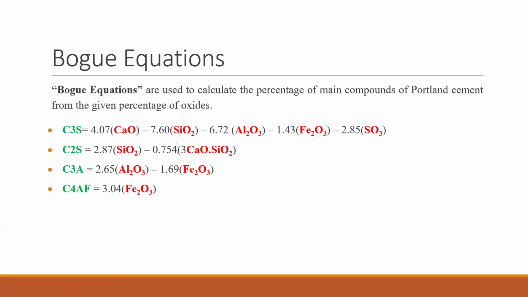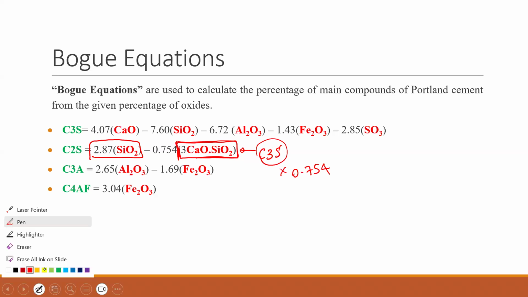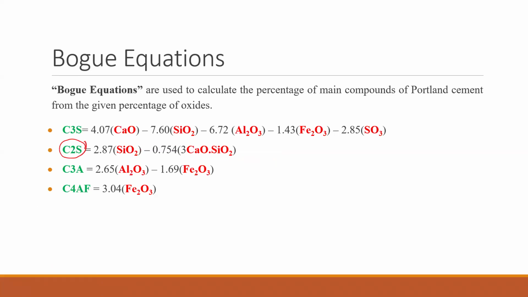The only thing you need to remember is that this whole part, if you look at the previous table, is your C3S. To find the C2S, you have to find C3S first and substitute it here. So amount of C3S times 0.754, you need to subtract this amount from 2.87 times the silicon dioxide percentage. So remember this. Sometimes students go wrong when calculating the C2S. You have a question in the tutorial, you can try it.